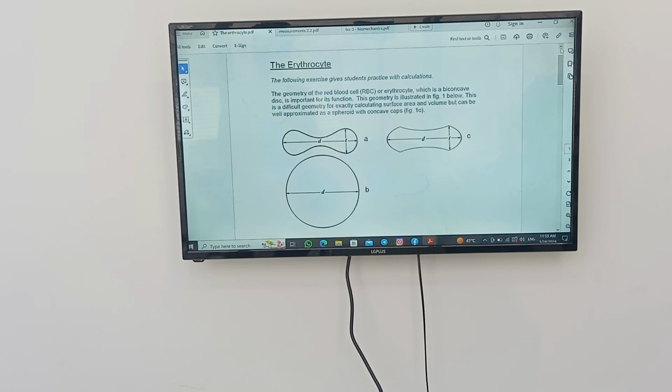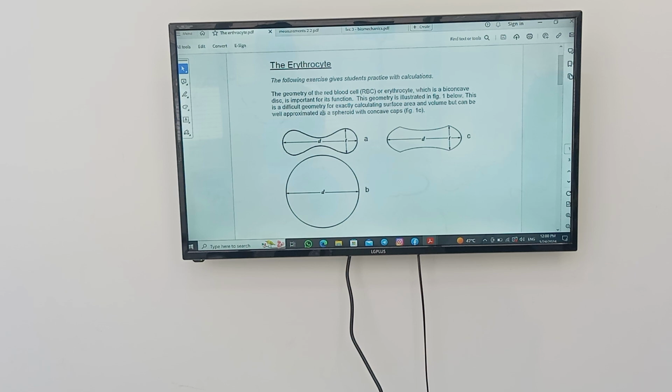We're going to study some examples of how to measure specific things. We're going to talk about the erythrocyte or the RBC. The geometry of the RBC or erythrocyte is a biconcave disc. It means it's not full circular in shape. It has a concave surface like this one. This geometry is illustrated in this figure.